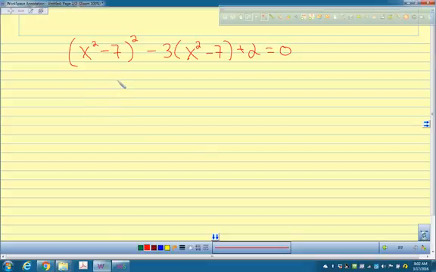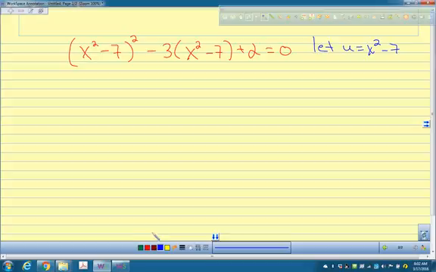Very similar situation. You just still do a U substitution. What should I let U be? No, so see how it's like x squared minus 7, squared, minus 3 times x squared minus 7, plus 2. Who thinks they know what I should let U be? What do you think, Adam? X squared minus 7. Yeah, so because there's an x squared minus 7 here and an x squared minus 7 here, let U equal x squared minus 7.